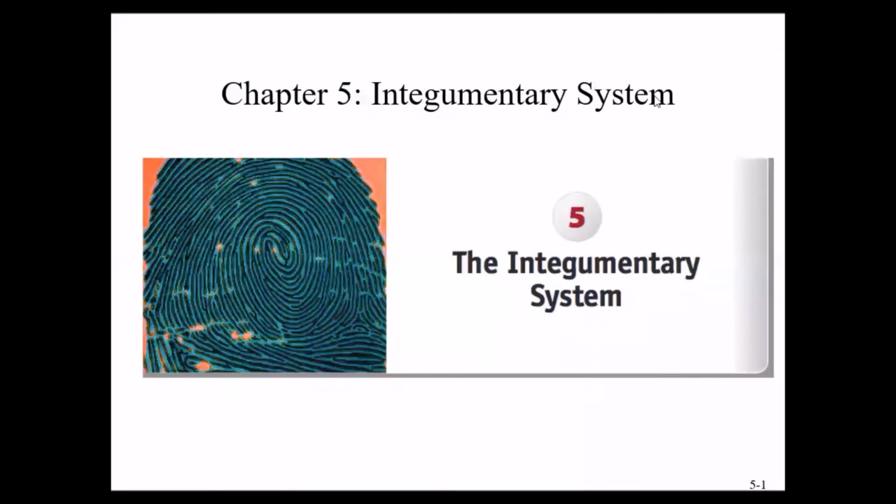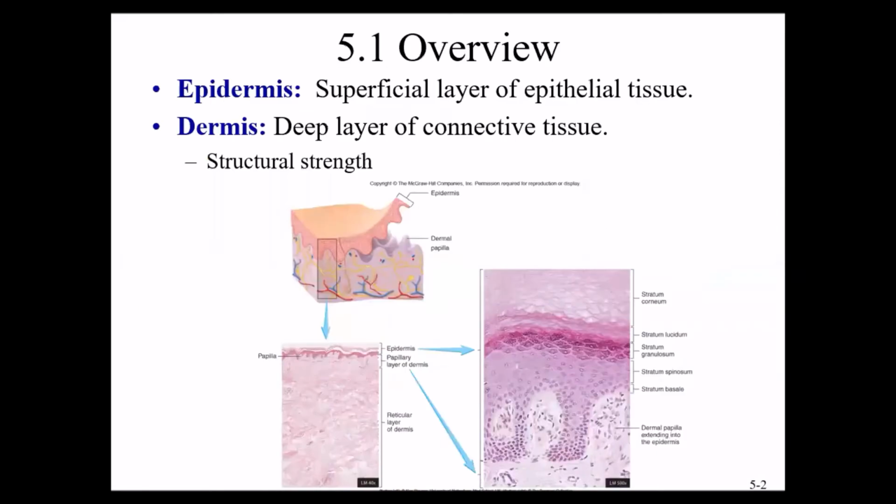Chapter 5, we're going to be covering the first of the main body systems that we'll be covering in Bio 168, which is the integumentary system. Just as an overview, the integumentary system looks at mainly the skin, but also the accessory structures that are involved in really protecting the body.